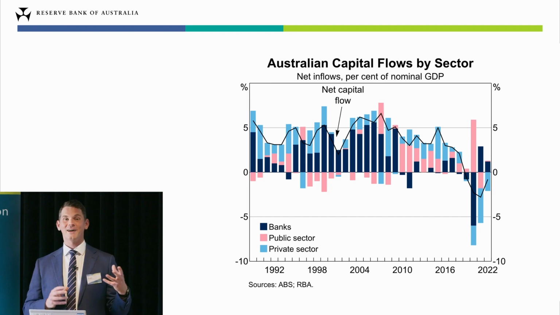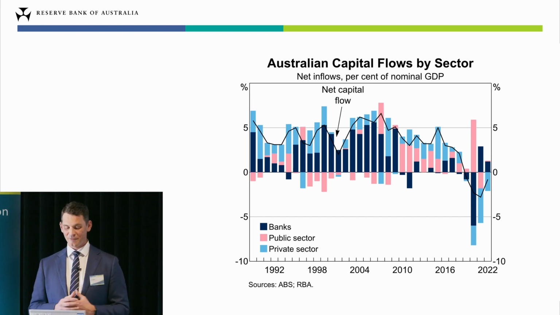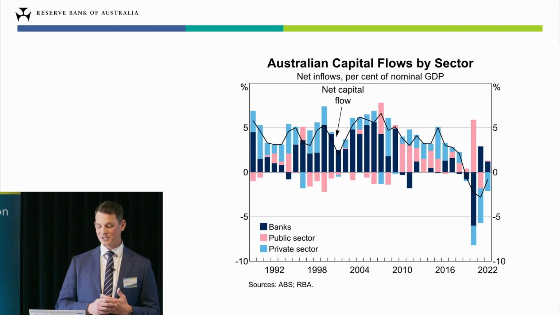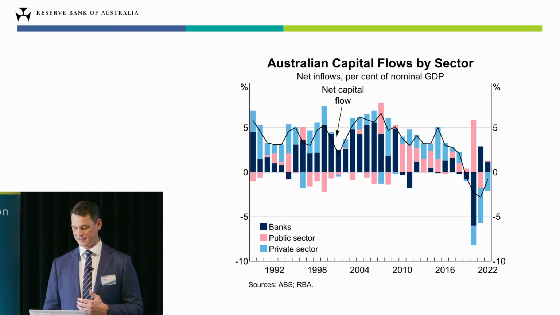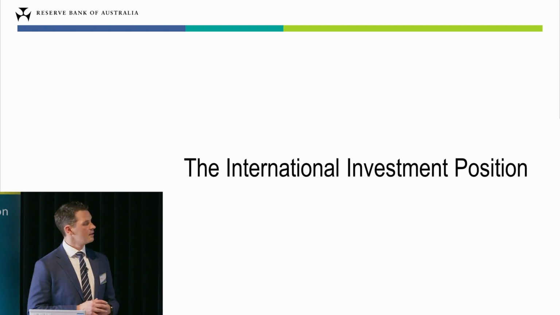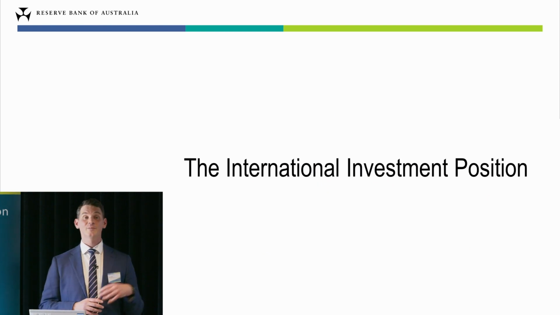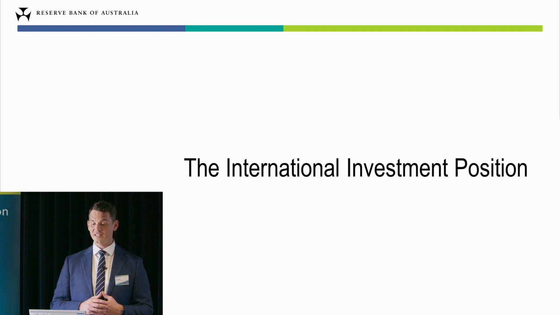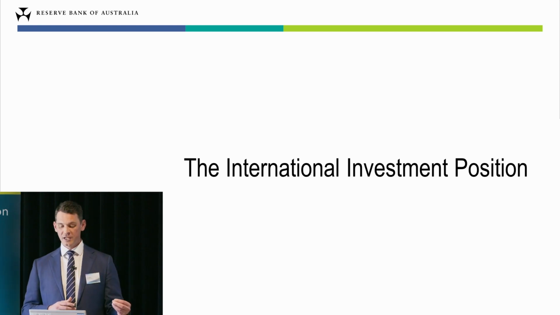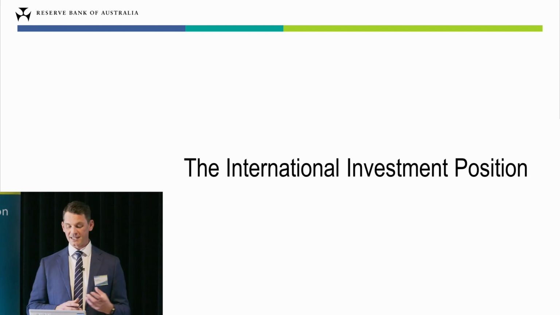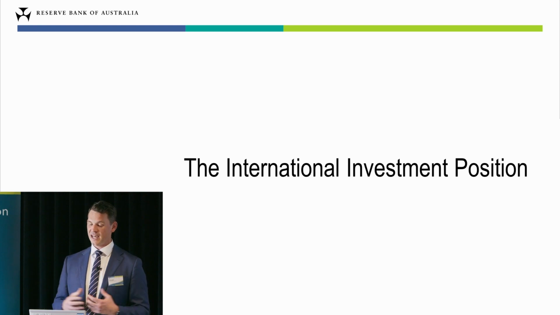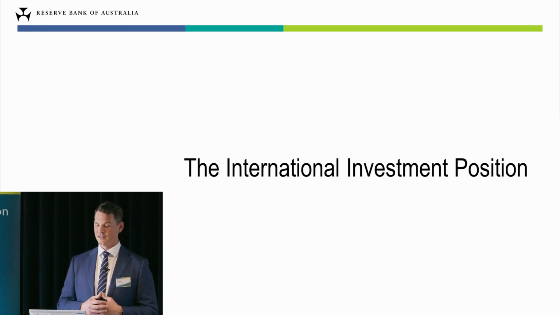And what I want to do now is cover how some of these developments have flowed through to the international investment position and link these financial flows that we've been talking about to that part of the accounts. So the international investment position can be thought about as the stock of debt and equity that we owe the rest of the world, less what the rest of the world owes us. And in Australia's case, we have a net liability position.